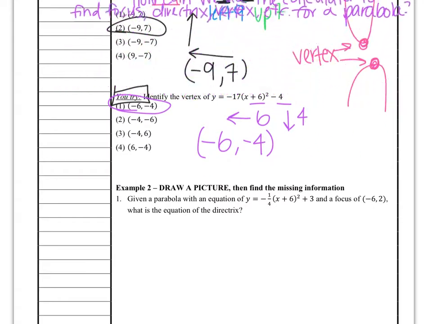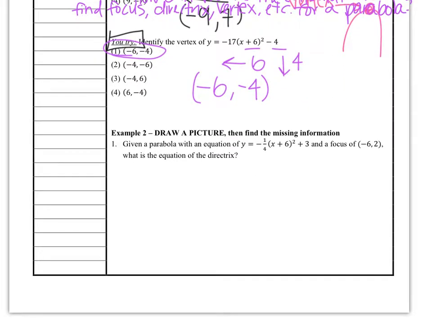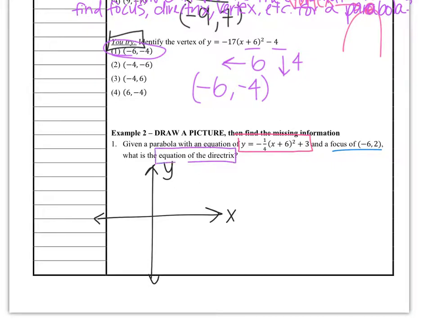So looking at our next example here, it says, draw a picture, then find the missing information. So we're going to actually type this equation into the calculator first, then we're going to sketch a picture on a pair of axes, and of course those axes need to have x and y labels. Every time you draw your own axes, you should have those labels on there. And then we're going to make sure that we plot the focus. We're also going to plot the vertex, and then we are asked to find the equation of the directrix.